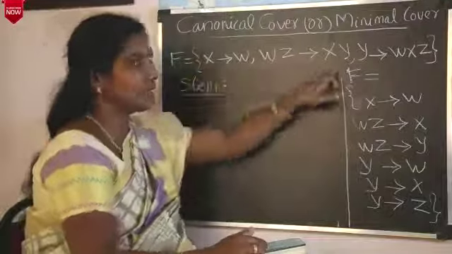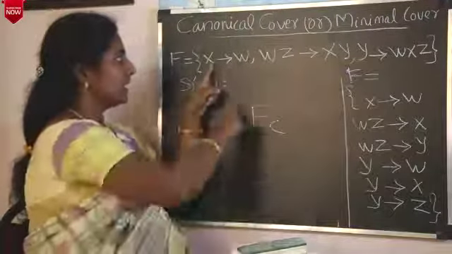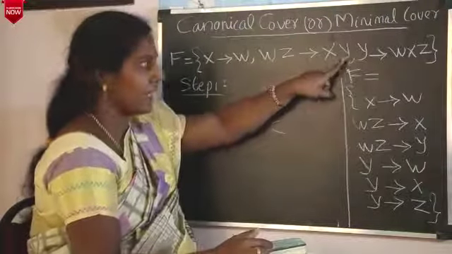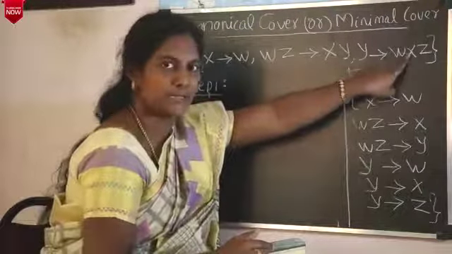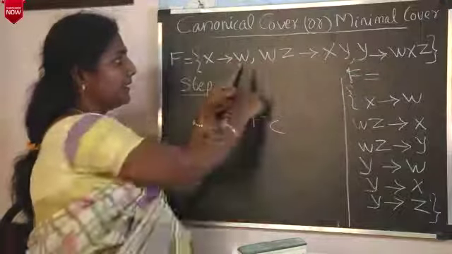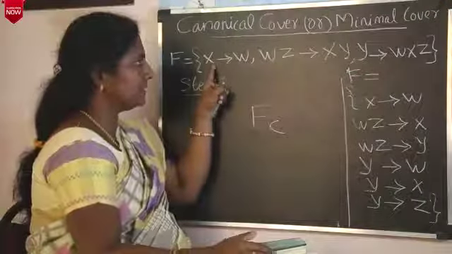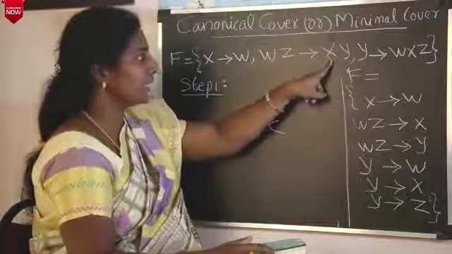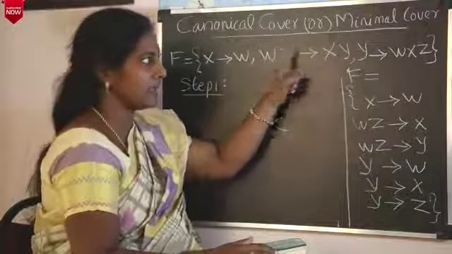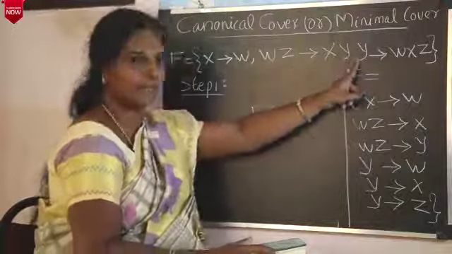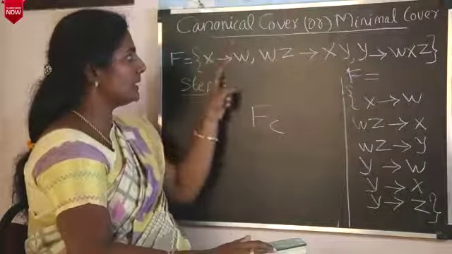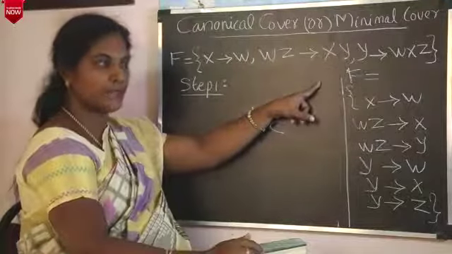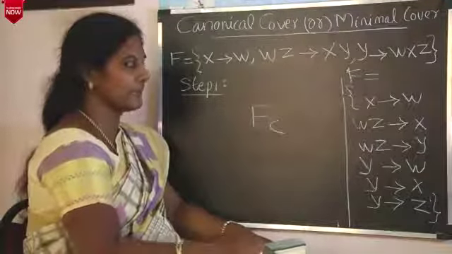It contains a set of functional dependencies. Here X determines W, WZ determines XY, and Y determines WXZ. Here W can be determined by X, and W can also be determined by Y. X can be determined by WZ, and X can also be determined by Y. So the removal of this functional dependency should not change the closure set of this set of functional dependencies.